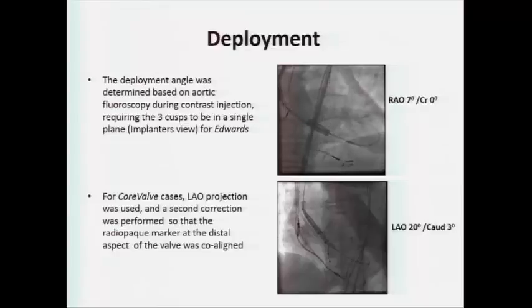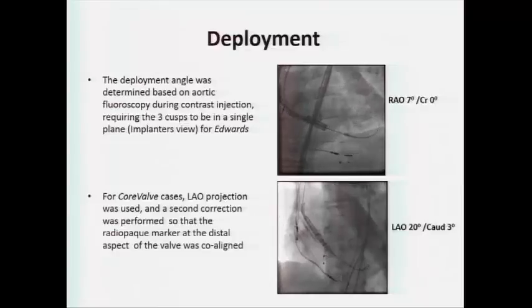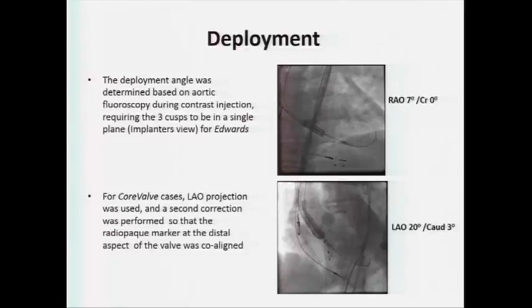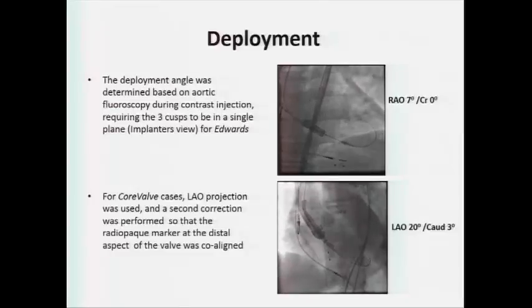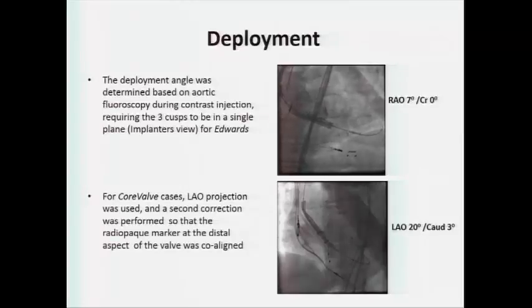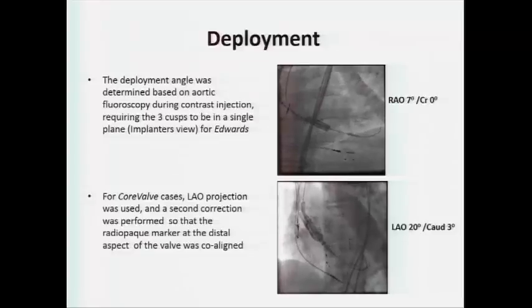How is the deployment actually performed? The deployment angle is done slightly differently for each valve type. The deployment angle was determined based on aortic fluoroscopy with the initial guess based on CT. It was during contrast injection, requiring the three cusps to be in a single plane for Edwards. For the core valve cases, a more LAO projection is required, and a second correction is made so that the radiopaque marker at the distal aspects of the valve was co-aligned.